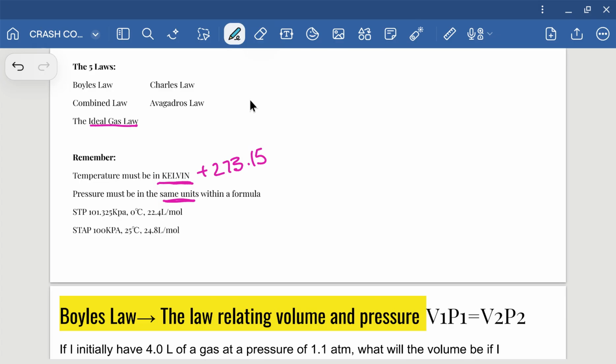Then just know the difference between these two conditions, STP and SATP. You should have these memorized depending on which chemistry you're in. At STP, your pressure is 101.325 kilopascals, it's 0 degrees Celsius, and if we're looking at volume per mole, you hold 22.4 liters per mole. At SATP, the conditions are a little bit different, so we just want to make sure we have that memorized.